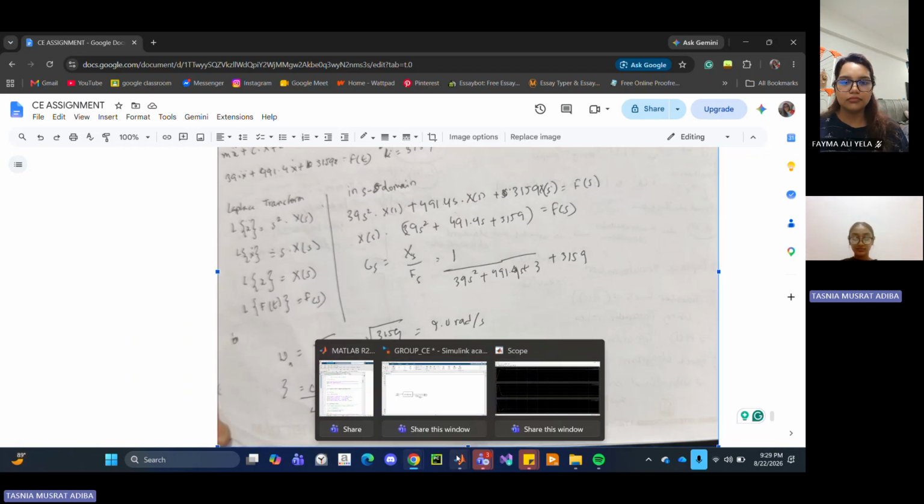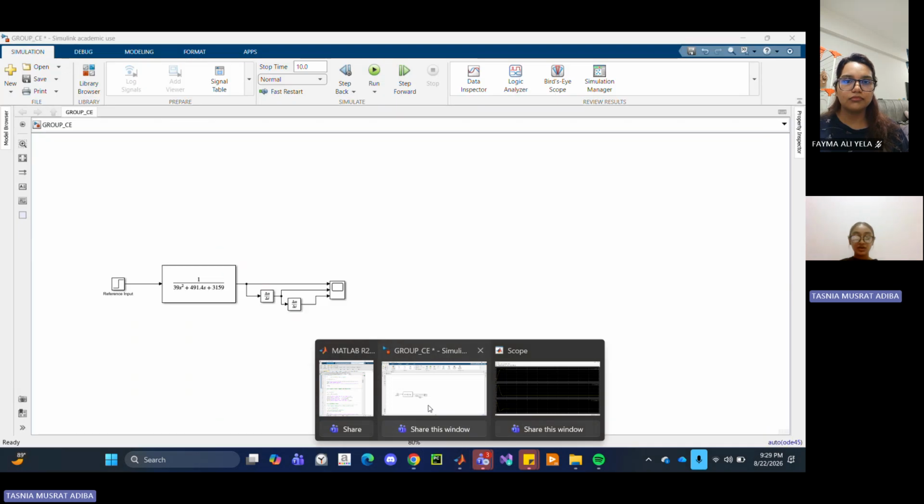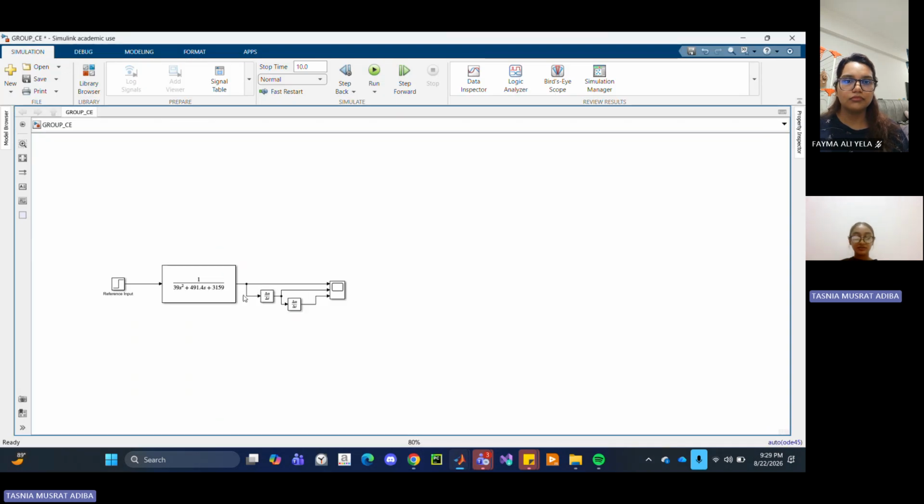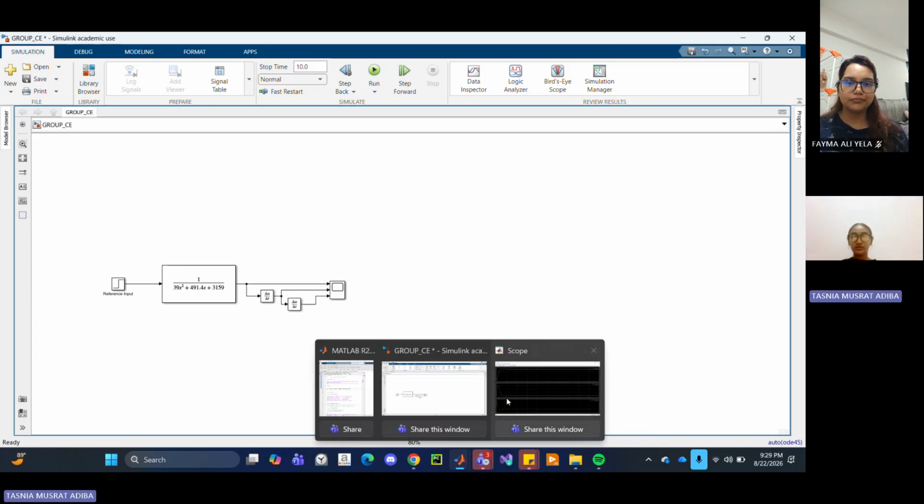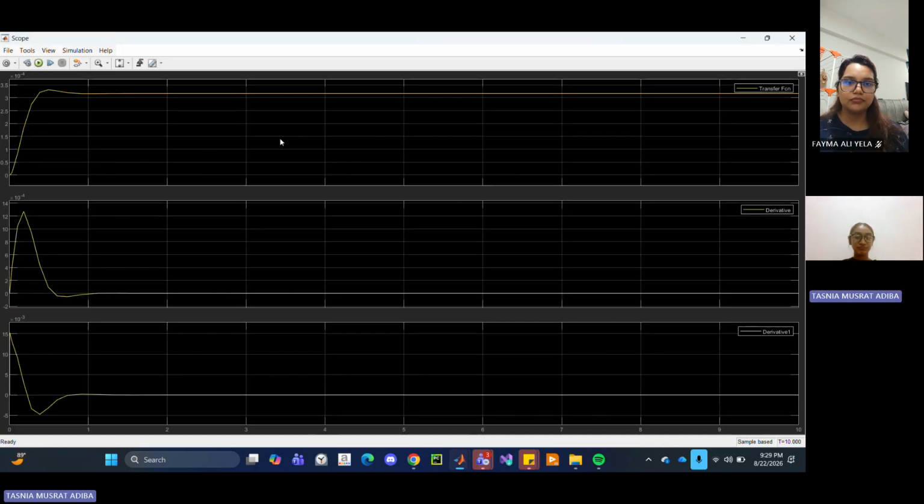Okay, so let me show my simulation. I simulated for displacement, then for velocity, and then for acceleration. So the results are kind of like this. This is the displacement. Then the second one is the velocity, and the third one is the acceleration.